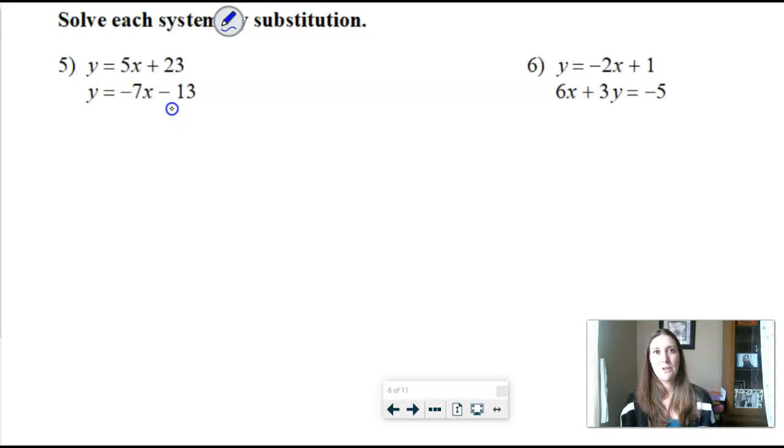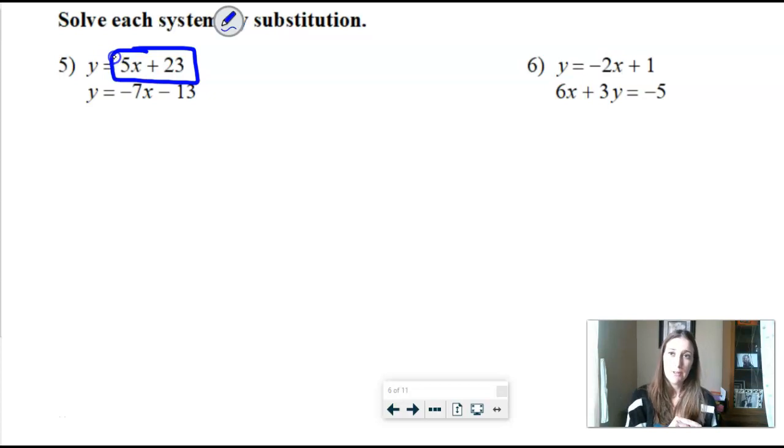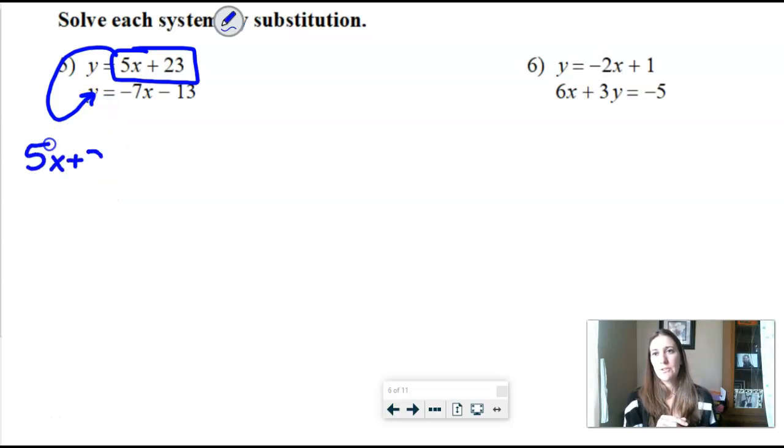So the idea is if you can solve for y or for x in one of the equations, you can substitute that expression into the other equation. For instance, right here, it says y is 5x plus 23, which means anywhere else in the problem, if you have a y, you could replace it or substitute in a 5x plus 23. Like right there. So instead of saying y equals, we're going to say 5x plus 23 equals negative 7x minus 13. And then we just have a nice equation to solve.